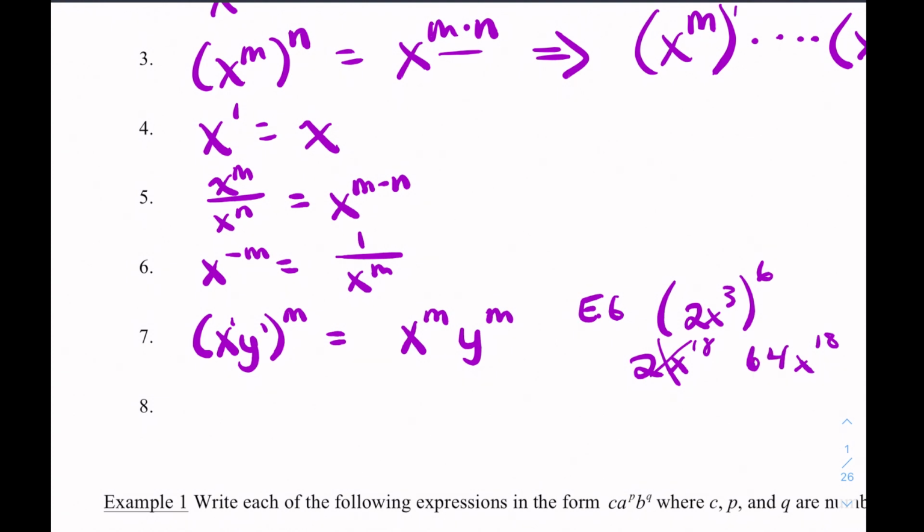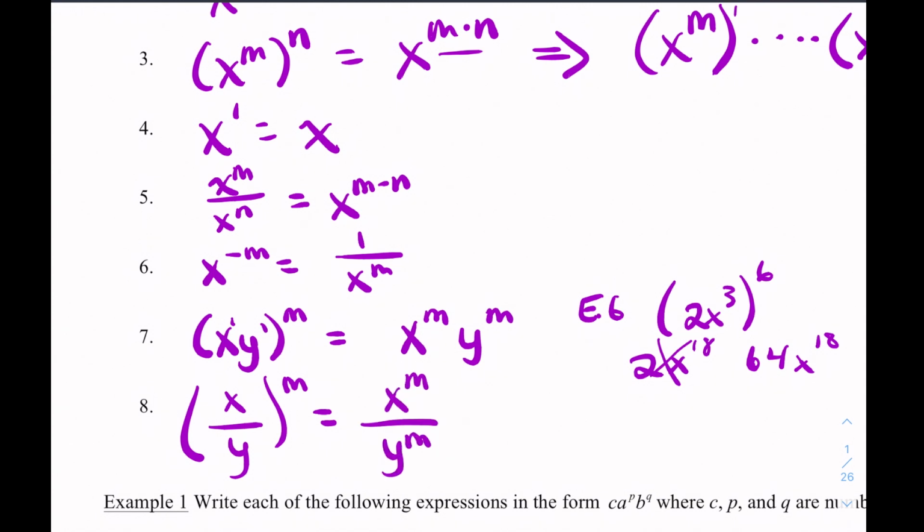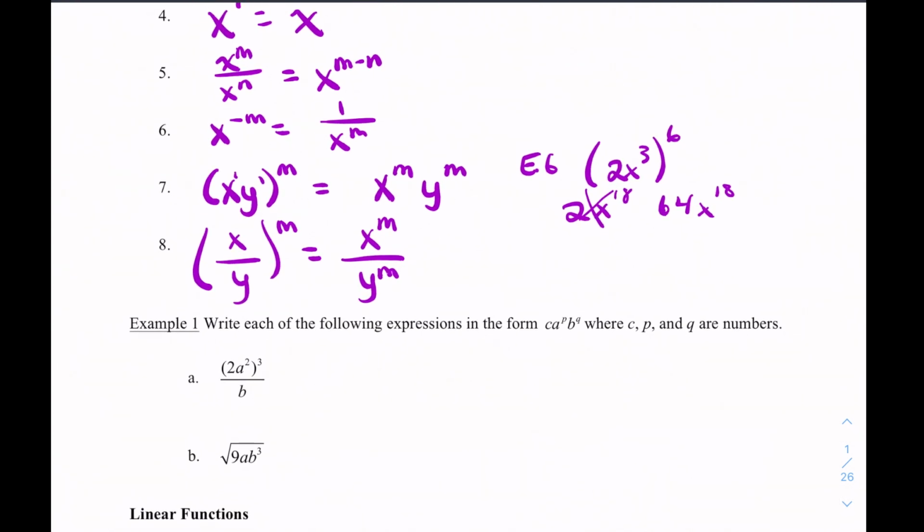And then last bit, if we have a division problem raised to the m power, then we distribute that exponent. So we have x to the m over y to the m. Now, let's do a couple examples here. So this says write each of the following expressions in this form, where we have everything in the numerator. There's no division. And then we'll see a couple of these on the homework problems that I'm going to assign to you.